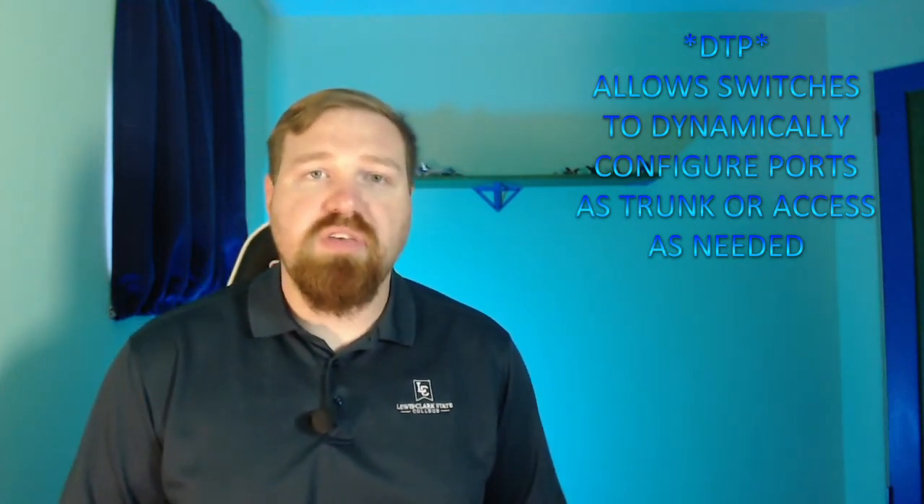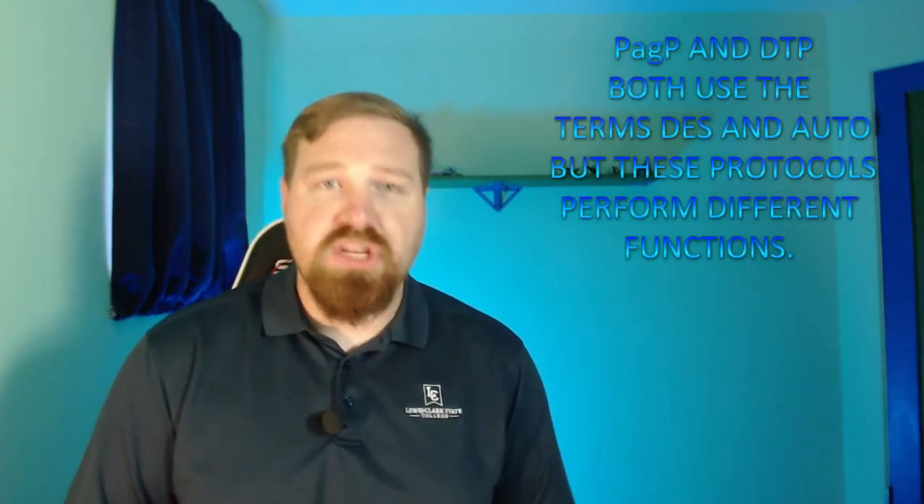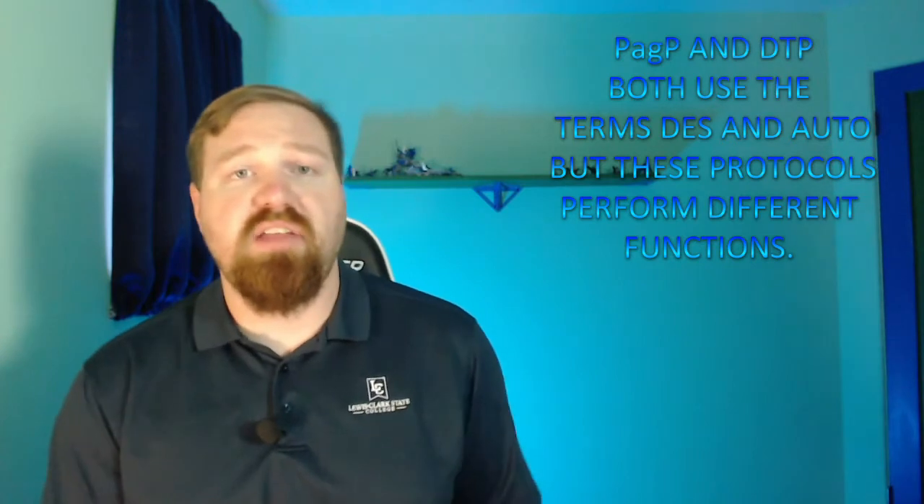DTP, rather than using the static access and trunk modes for a switch interface, applies two dynamic modes, dynamic auto and dynamic desirable. Now, if these terms sound familiar, that's because we talked about the same terms in my last video on defeating spanning tree protocol. However, in that video, we were discussing the port aggregation protocol, which is slightly different and is used for a very different use case. However, the terminology is the same, and both behave very similarly when you're talking about the difference between a desirable port and an automatic port.